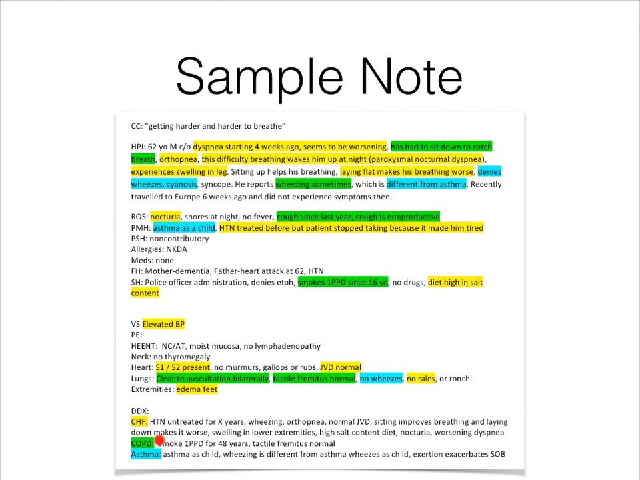Then COPD is in green, so I have it all the way through. And this just gives you an idea that I'm really thinking about these. And finally, asthma is in blue, and again, it's in every single component, whether it's a positive or a negative.